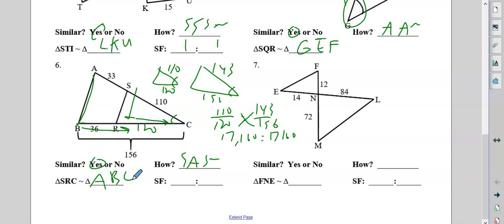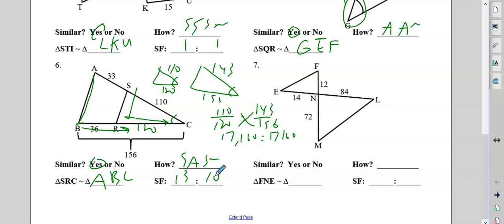And the scale factor is 13 to 10, or 10 to 13 if you just reduce it. Just reduce the fractions. All right, number 7 is a tricky one.